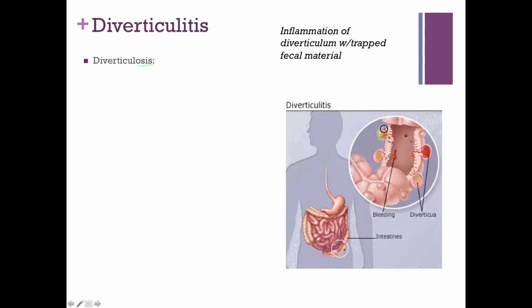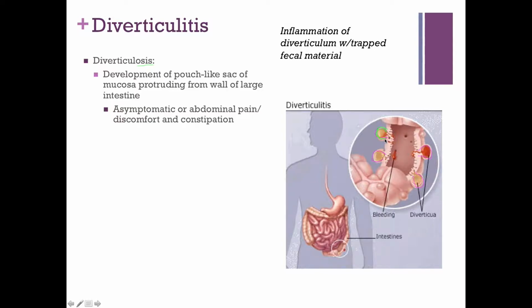So that's something that happens with age and with low fiber diets. And they're usually not that bothersome, only when stuff gets trapped in them. So little pouch-like sacs, they protrude from the wall. They can be asymptomatic, meaning they don't do anything, they just sit there, or they can cause intermittent abdominal pain, discomfort, constipation. So this is linked to age and stool volume.